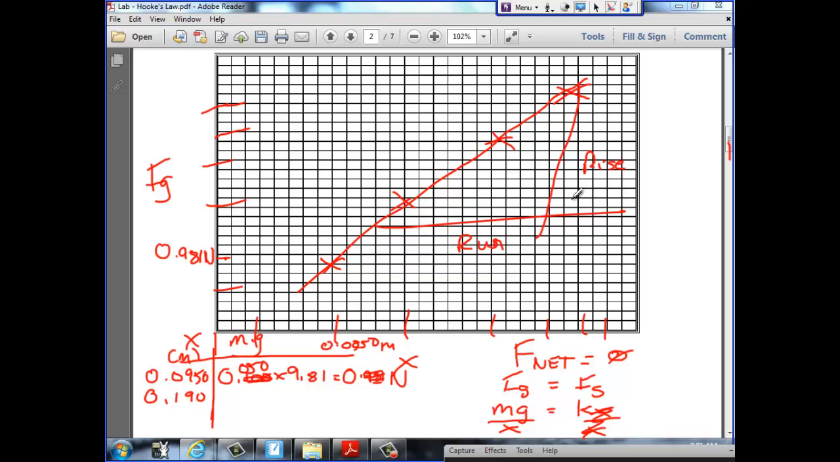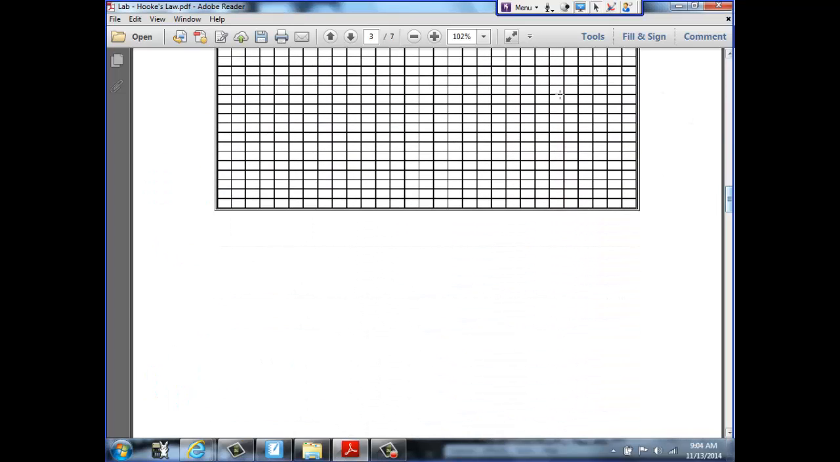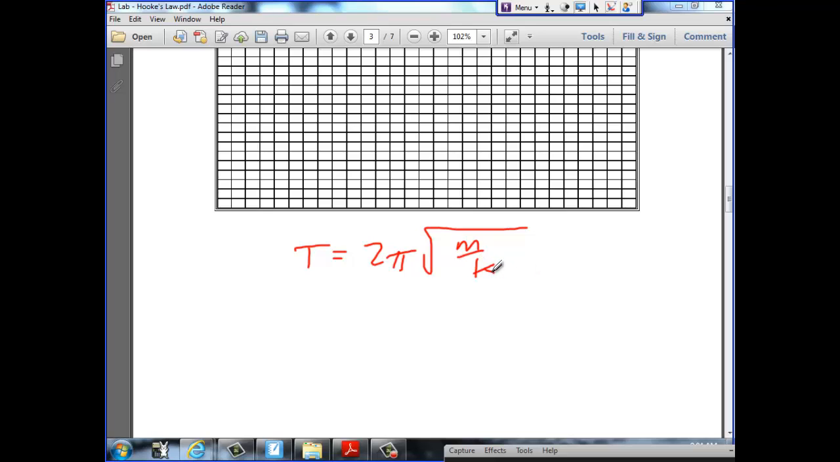And then to confirm that k value, we're going to do a second one. And then the second graph is going to be not based on F_g, but it's going to be based on rearranging the other formula. Let me just reprove that one more time. The other formula is T equals 2 pi. Is it m over k? Yes. Okay, m over k.